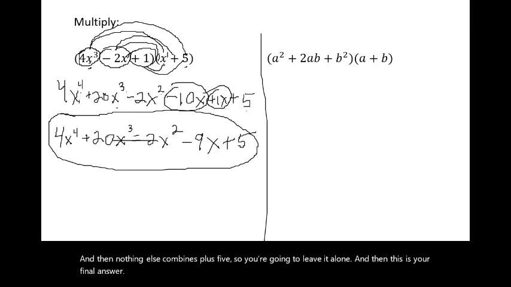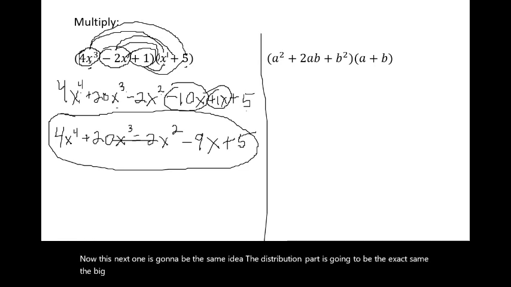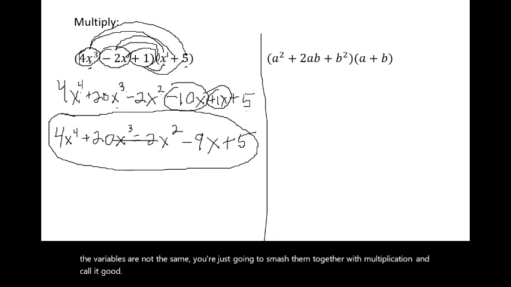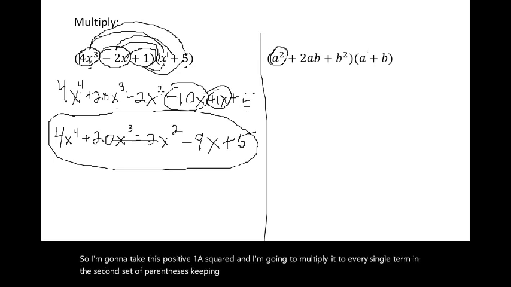Now this next one is going to be the same idea. The distribution part is going to be the exact same. The big difference is that you can only add exponents when the variables are the same. If the variables are not the same, you're just going to smush them together with multiplication and call it good. So I'm going to take this positive 1a squared and multiply it to every single term in the second set of parentheses, keeping in mind that you can only add powers when the variables are the same.